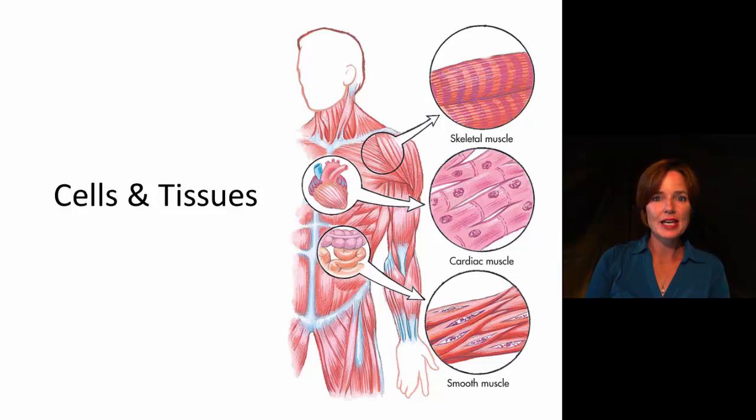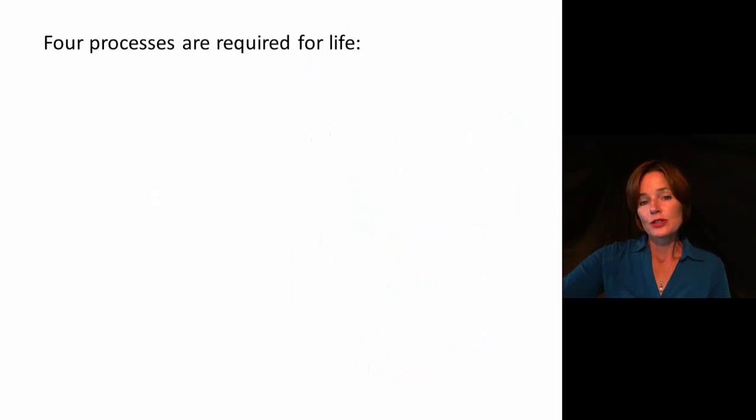In this lesson, we're going to begin our study of cells and tissues. And this, of course, would be what makes up the human body. So first of all, there are 4 processes that are required for life. And those processes, first of all, are going to be growth. Organisms have to be able to grow, and our cells and tissues have to be able to grow too.